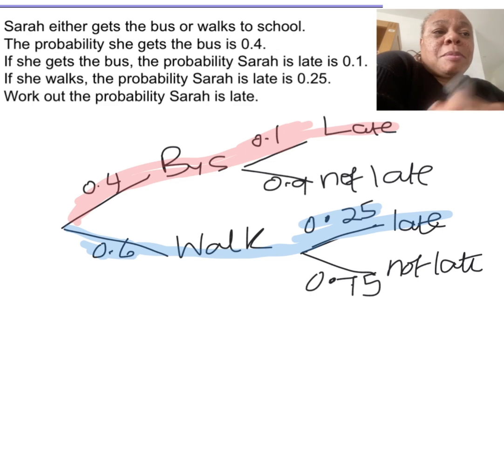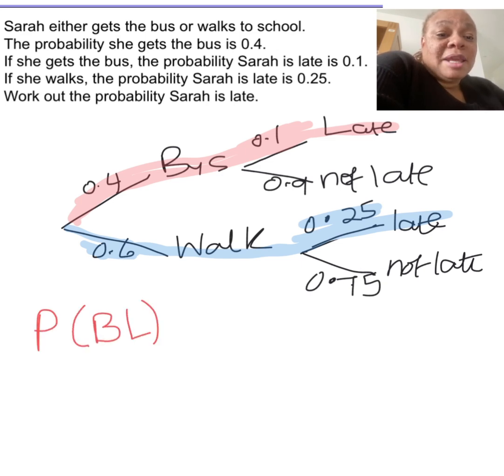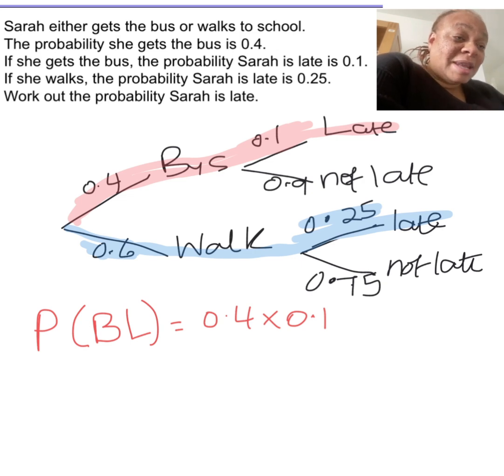So let's work out the probability of each one. Let's first work out what I've highlighted in red. Let's deal with the red part of the tree, okay? So the probability that she's taking the bus, B for bus, and she is late, L for late, will be 0.4 times 0.1, okay? I am multiplying the probabilities that I've highlighted in red. That's 0.4 times 0.1, and that's equal to 0.04.